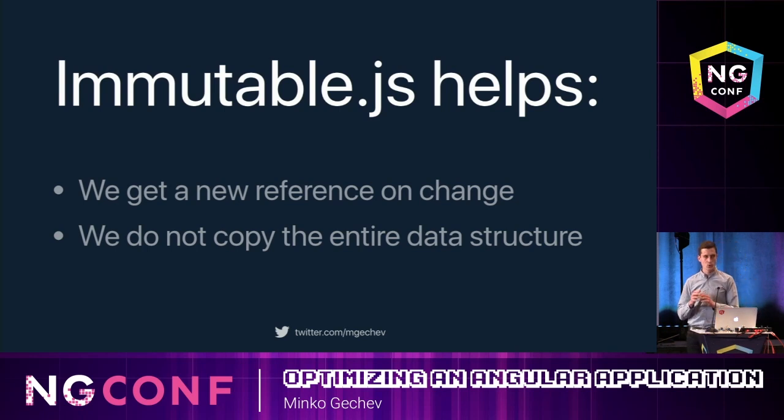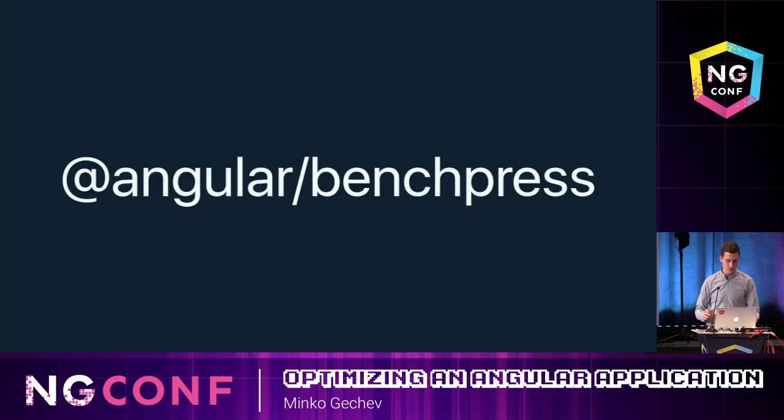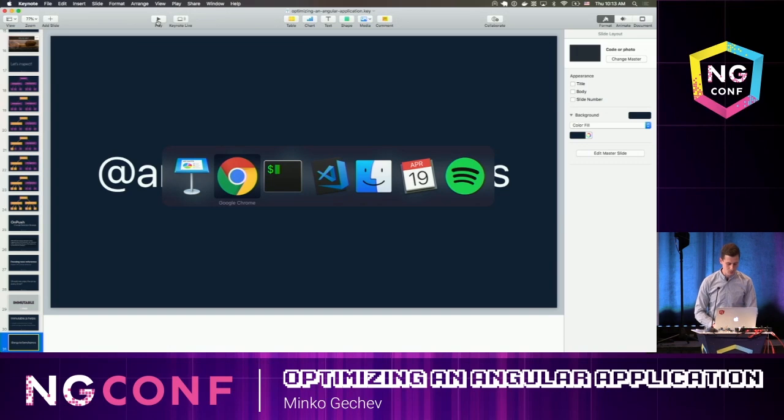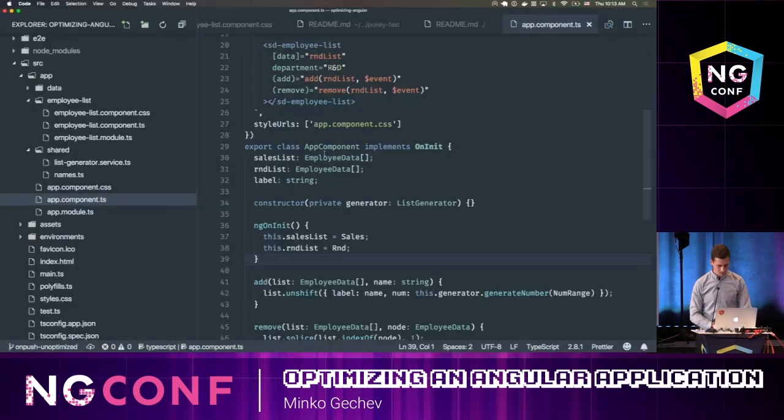First, we're going to get a new reference every time we intend to apply a mutation on top of a given instance of a data structure. So we are adding a new item to our immutable list, and we're going to get a new list. The initial list is going to be unchanged. And also, we need to copy the entire data structure? We don't need to copy the entire data structure, because internally Immutable.js is reusing everything it can from the original list. Right, so let's do some refactoring, and right after that, I'm going to show the bench press results.